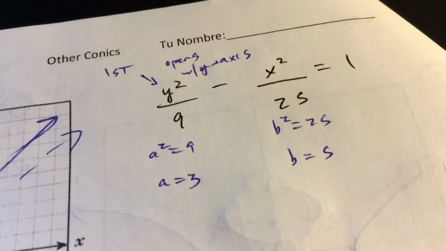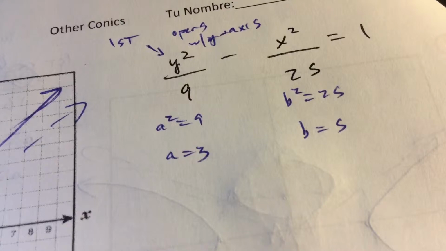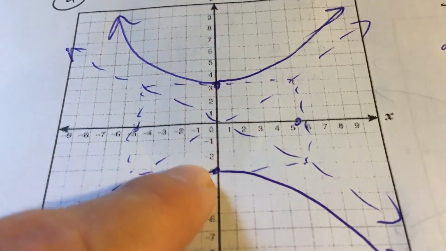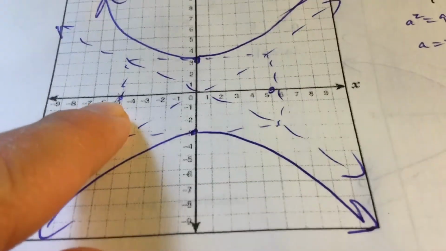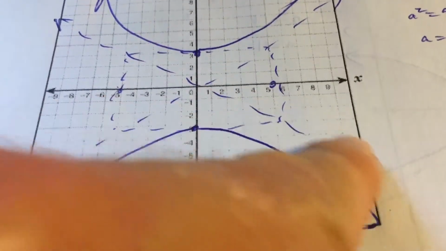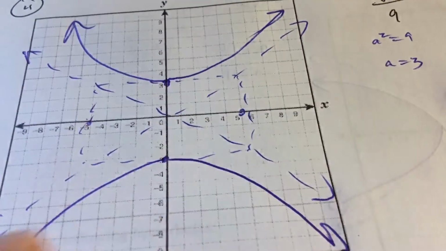And then a few more here. Let's see. This time y squared comes first. So A squared is always first in the hyperbola. A squared is 9, so A is 3. Go up 3 on the y-axis, down 3. B squared is 25, so B is 5. Go over 5 to the right, 5 to the left. Make your dotted rectangular box, asymptotes through the origin. Y squared is first, so it opens up on the y-axis.